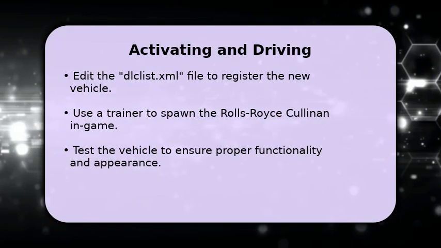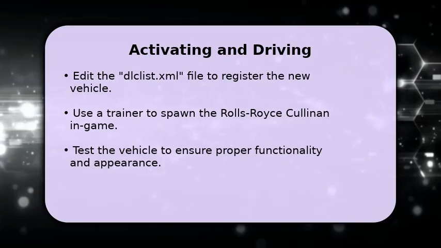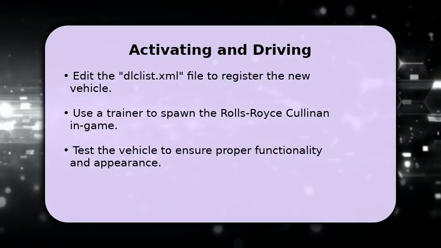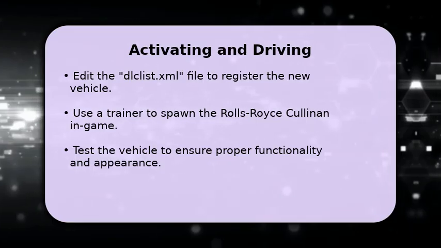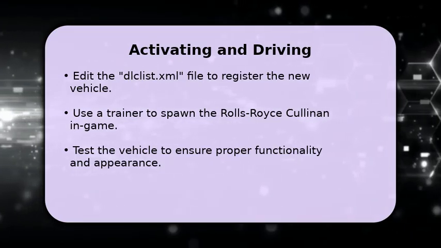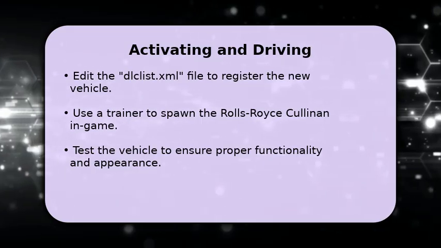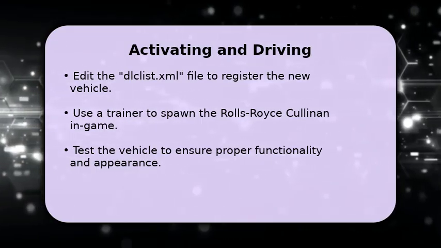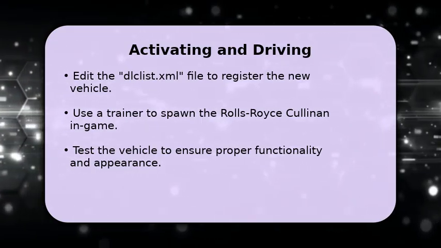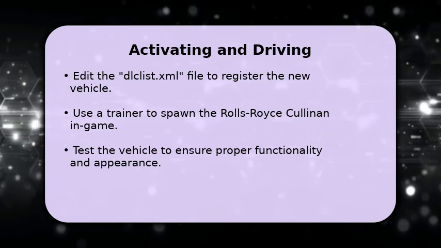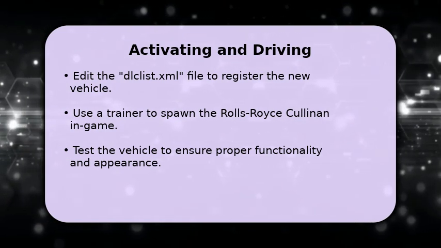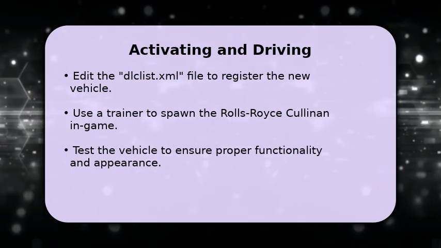The final step involves editing the dlclist XML file to register your new vehicle. Add a line referencing your Cullinan mod pack. Save your changes, then launch Grand Theft Auto 5. Use a vehicle trainer, like Simple Trainer, to spawn your brand new Rolls Royce Cullinan. Enjoy cruising the streets in your luxurious custom ride.